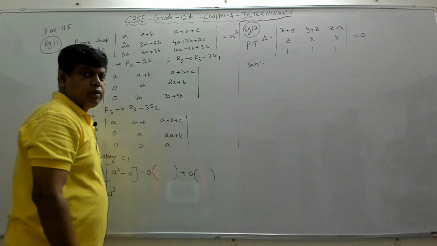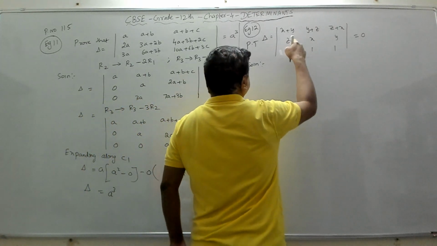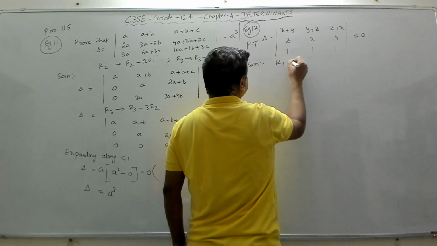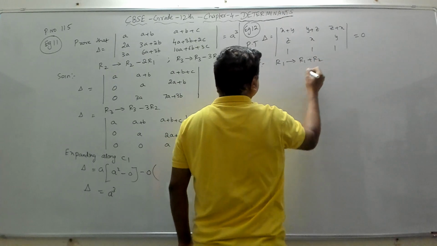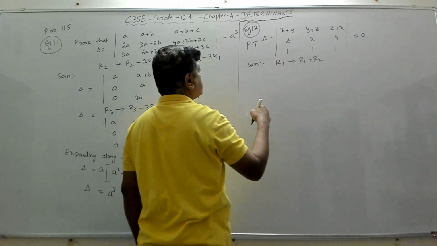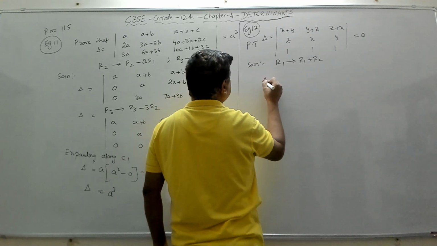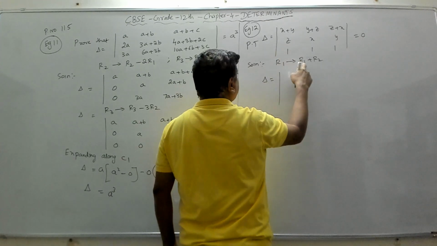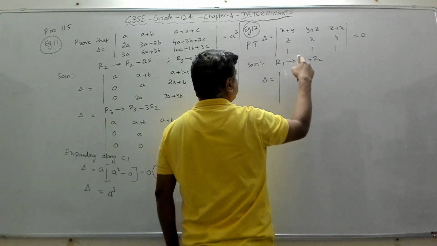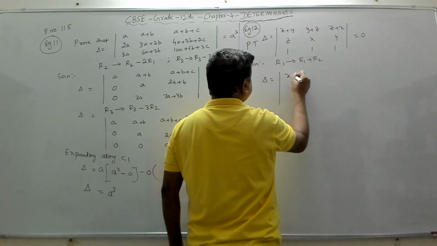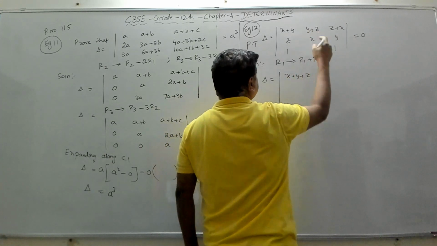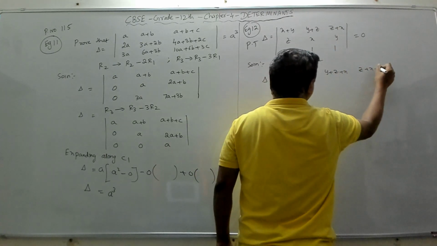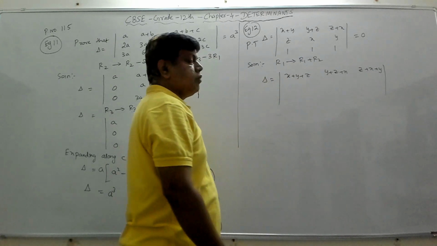If you observe this, suppose you add these two, which means I apply the operation R1 implies R1 plus R2. If I add this plus this, then what do we get? We get our delta equal to the determinant of x plus y plus z. X plus y is R1, z is R2, so x plus y plus z. Similarly, this will become y plus z plus x. Then this plus this is z plus x plus y. And we have to show that it is equal to 0.